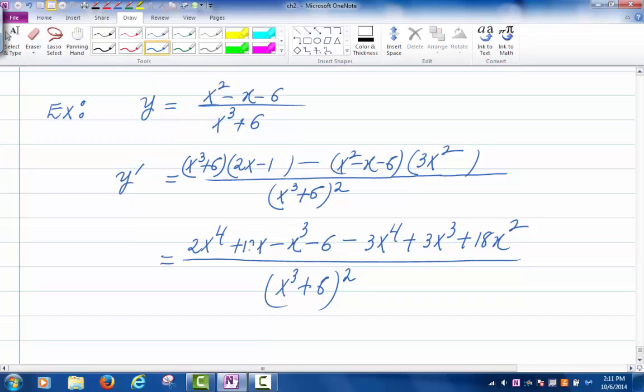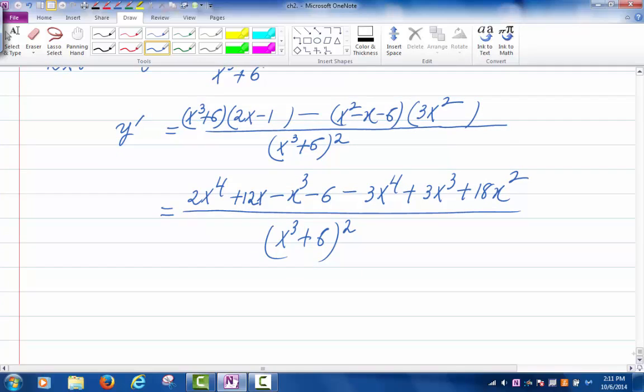Thank you. So this would be a 12x. Let me make sure I did it correctly again. 2x to the 4, 12x, negative x cubed, negative 6, negative 3x to the 4, positive 3x to the cubed, and positive 18x squared, yes.